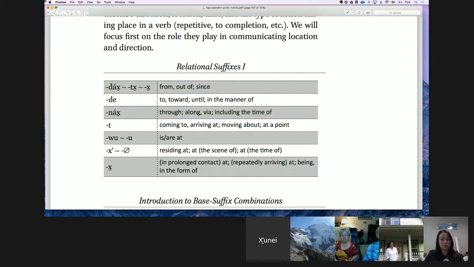So, for example, dach. The most common contraction you'll see is an open-ended word. It will sometimes contract to a T, underline X. So, for example, you could say hit dach. That would be from the lake. And there is a form that's not very common, which would really just be a low tone X.